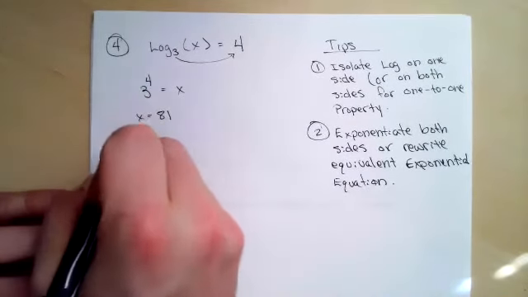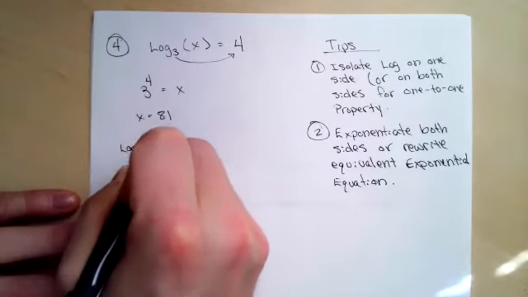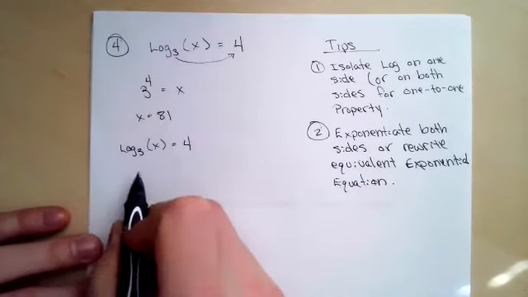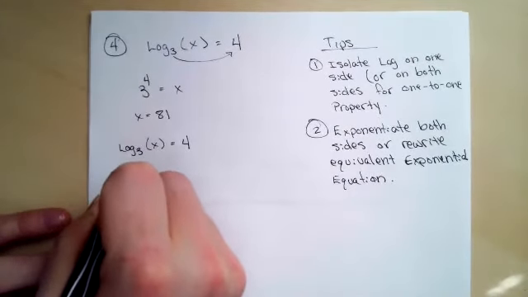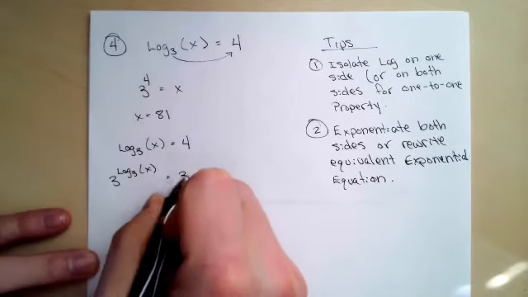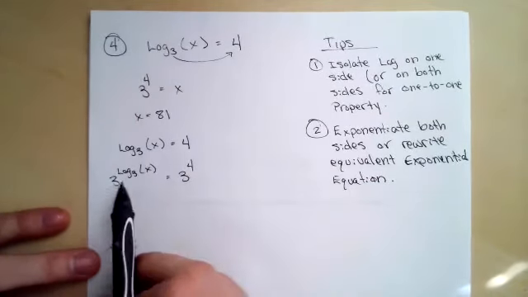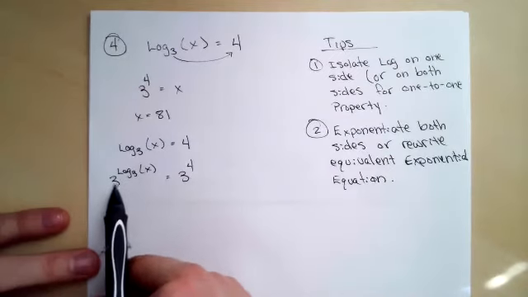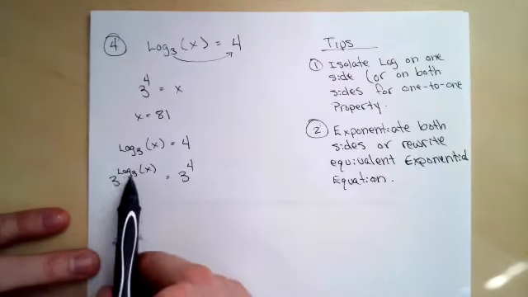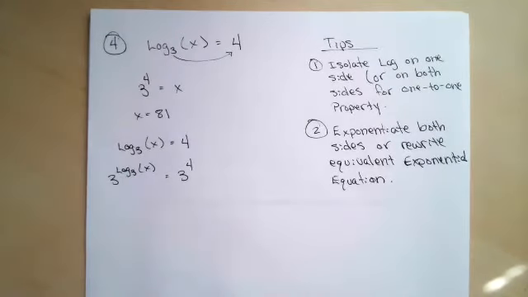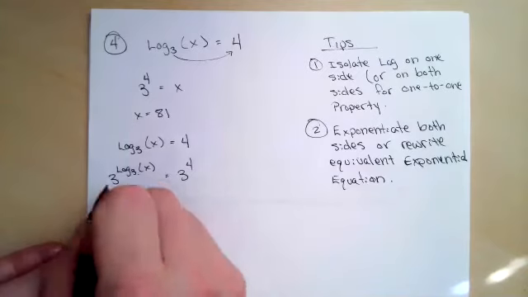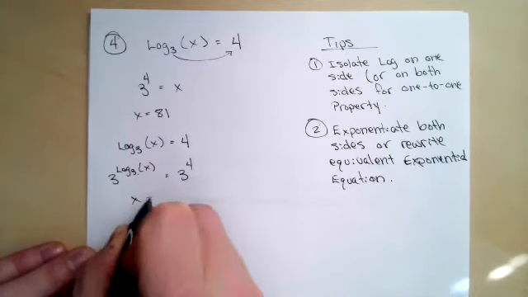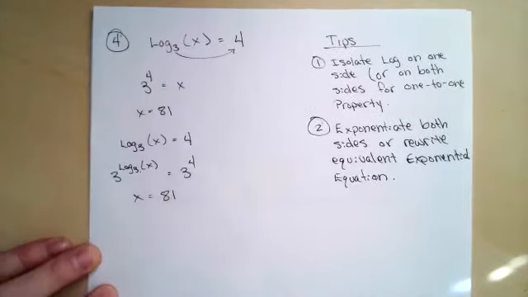The other thing you could have done is to exponentiate both sides. So meaning if I take 3 and raise it to both sides, now we can essentially say that because the base of the log and the exponential are the same, these operations of exponentiating and then logarithm undo each other, so they cancel, and we're just left with x equals 3 to the 4th, or 81.